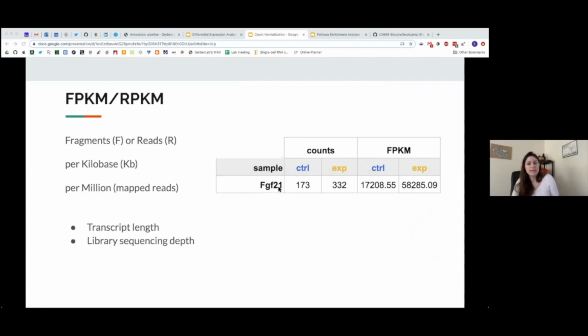And like Alper was saying, in this case, normalization didn't really show a dramatic difference because these samples were sequenced at the same depth. So you see 173 reads in the control and 332 in the experimental condition. And when you normalize that to FPKM, the numbers change, but it's actually kind of the same. It's a little more than twofold difference from the control to the experimental condition. But in cases of imbalance in the sequencing that you did, then it will matter a lot.